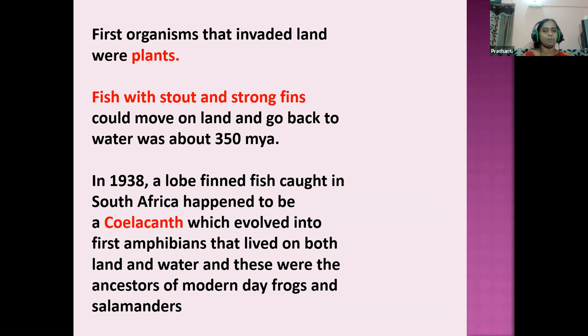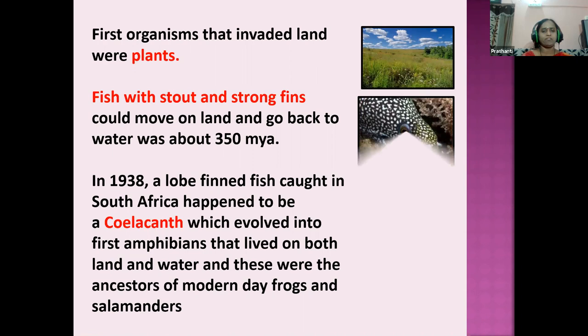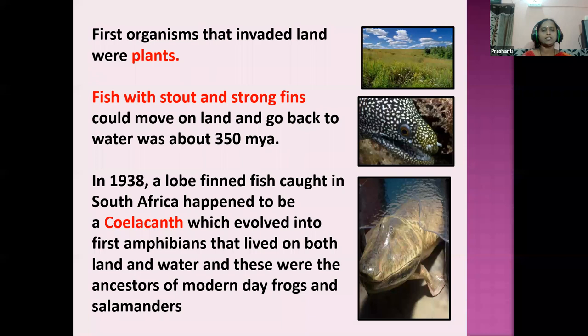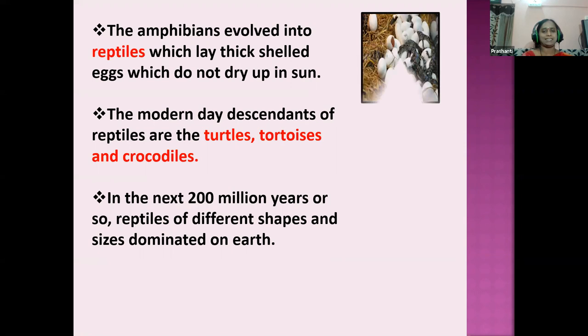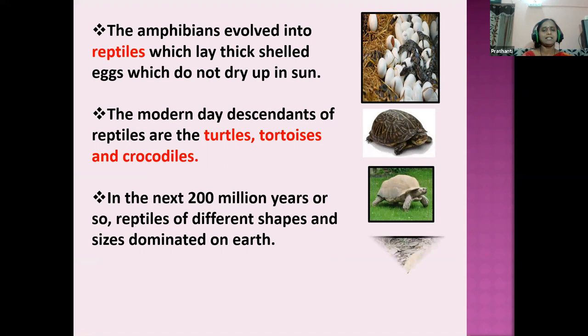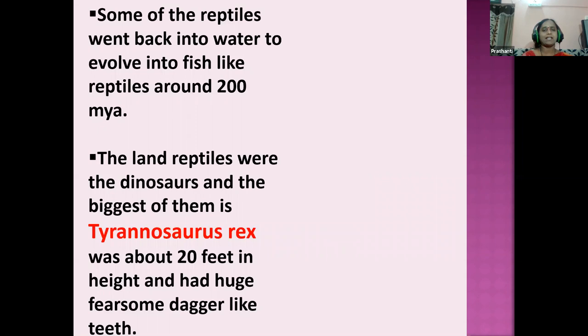We also observed the evolution of fishes with strong fins, and also a lobe finned fish, the coelacanth, appeared. This was the first amphibian, which lived both on land and water, and amphibians evolved into reptiles. Some examples are turtles, tortoises and crocodiles, and the reptiles formed different shapes and sizes, and some went back into water and some stayed on land.